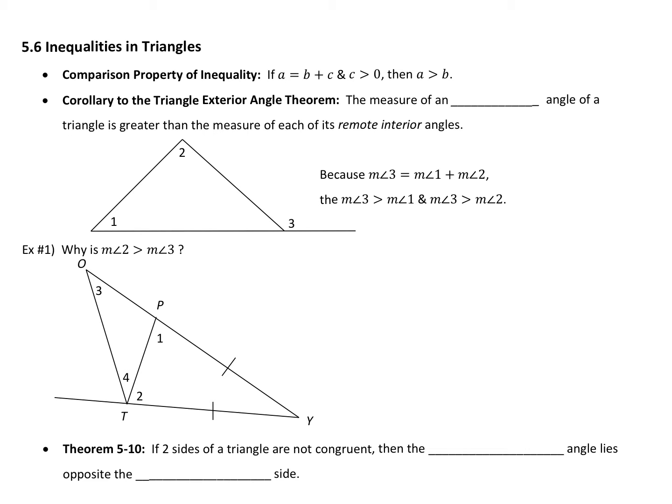The first is called the comparison property of inequality. You will never have to tell me that name in a proof, in anything. It's just something for you to understand. This is what it says.